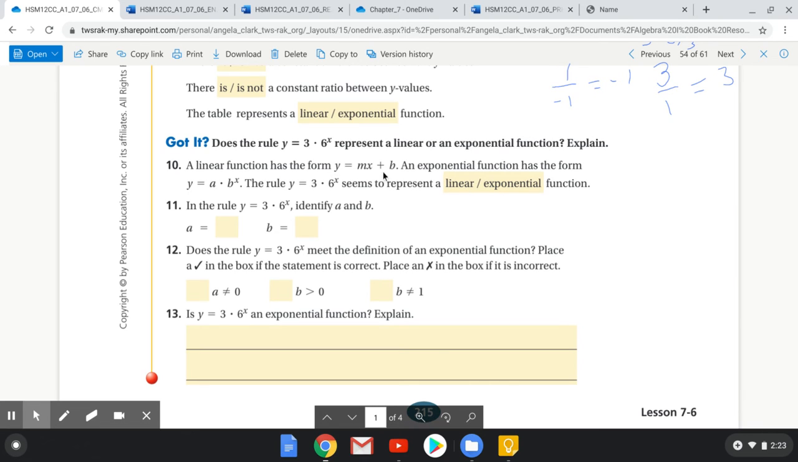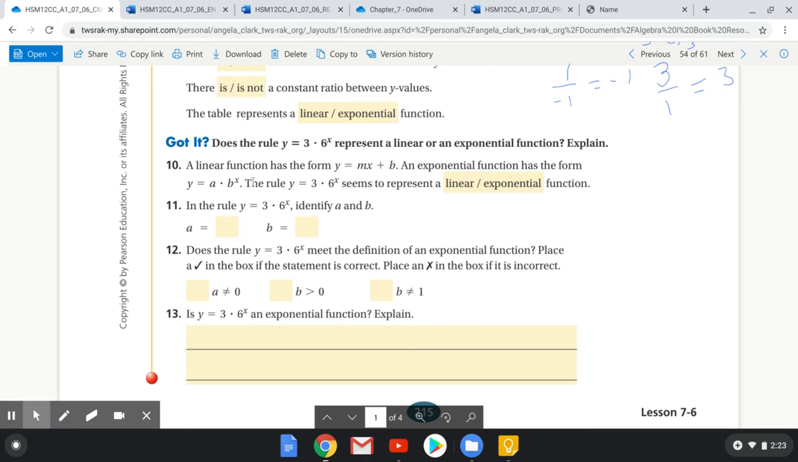If you have something of this form, y equals mx plus b, we talked about that when we talked about linear functions, so that's the linear form. So this obviously doesn't match this. This doesn't have an x in the exponent. So this is exponential. This equation is exponential. This would be the form if it were linear. So it's going to be exponential.